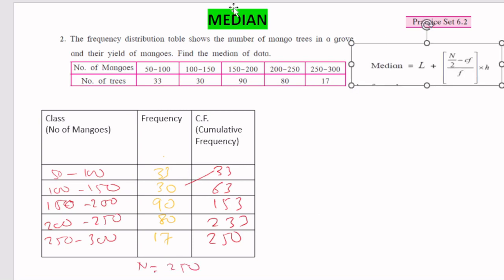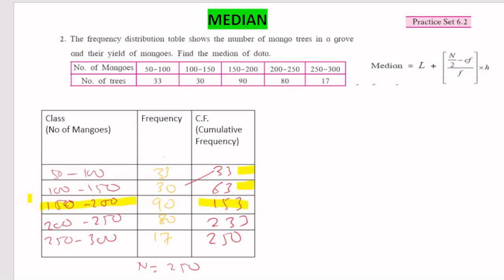Okay, now quickly figure out the details. What you have to figure out is n divided by 2, which is 250 divided by 2. How much? 125. Now 125 should fall in which bracket? Now quickly you can analyze. See, here is 33. 125, it won't be here also. So definitely your 125 will fall in this bracket. Where is the bracket? This bracket.